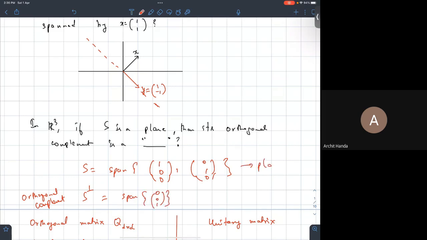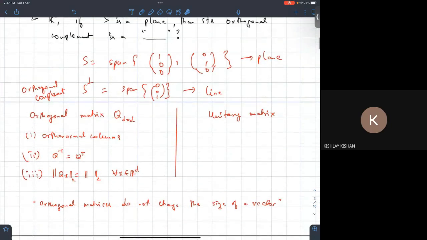So this is a plane, and its orthogonal complement is a line. Is that clear? You're in 3D space, so the span of two independent vectors will make up a plane. And its complement has dimension 3 minus the dimension of this, which is 2, so 1. Which is a line. Got it? Okay.